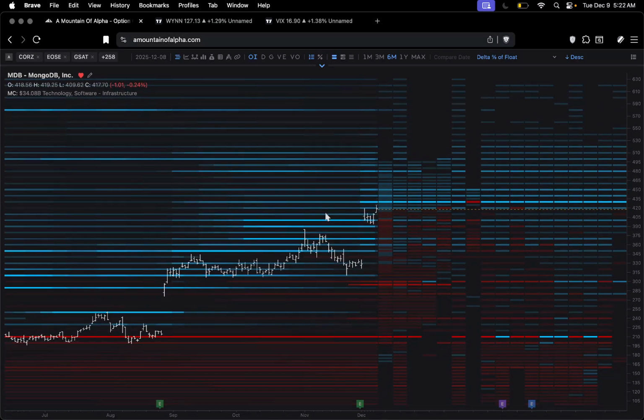MongoDB. Well, this looks like one of those things where if you have suppressed volatility and it rallies into this, all these calls, that's a lot of hedging. And then if volatility kicks off, it would push downwards, and this would act as resistance, this 430. And there's some really big interest down here at 210.